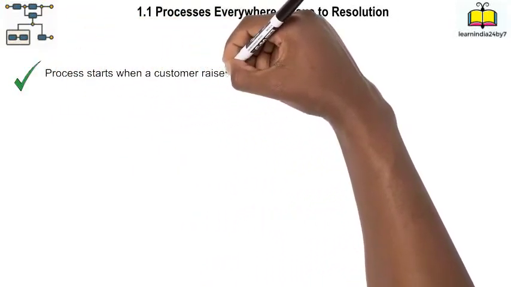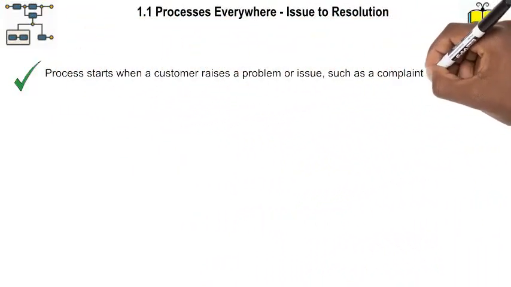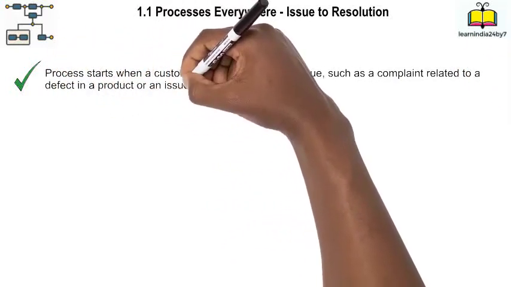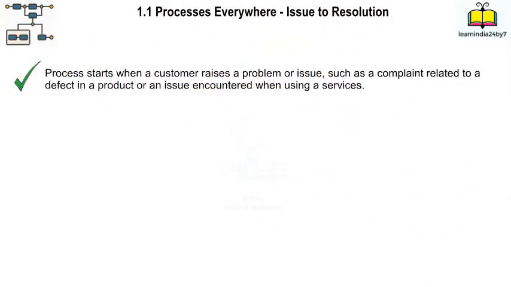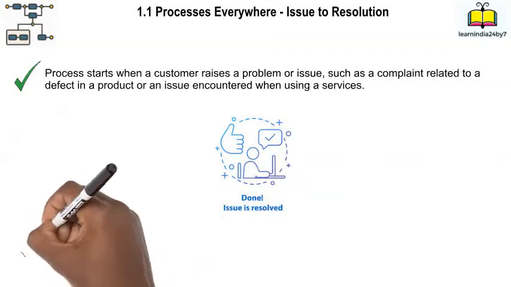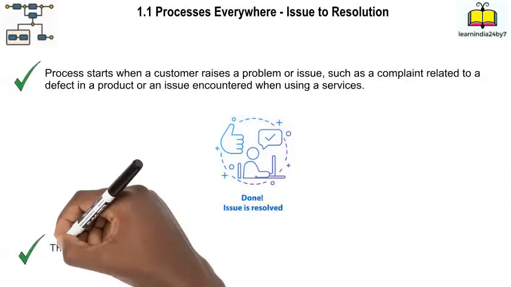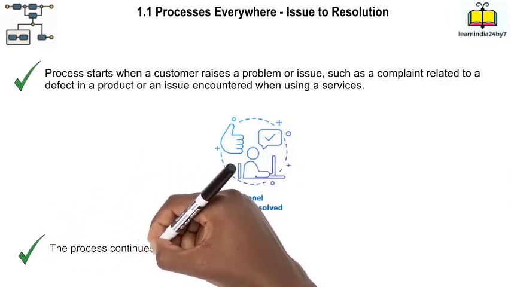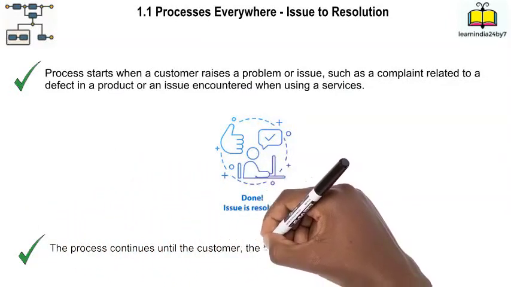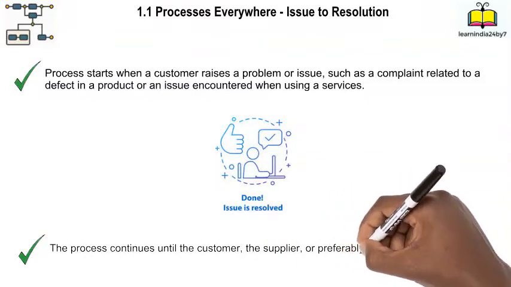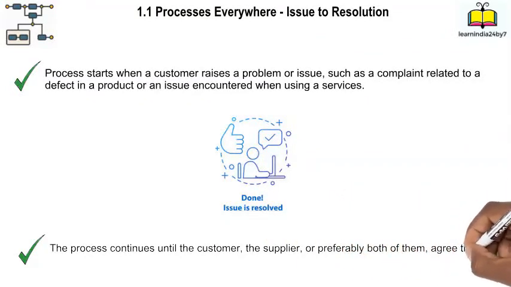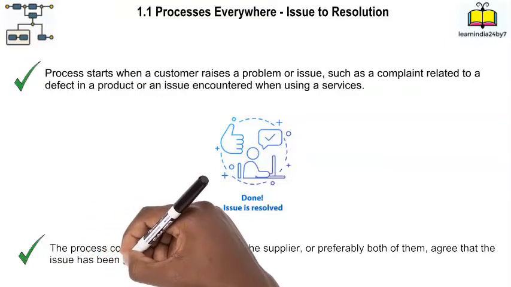The issue to resolution process starts when a customer raises a problem or issue, such as a complaint related to defects in a product or an issue encountered when using a service. And the process continues until the customer, the supplier, or preferably both of them agree that the issue has been resolved.